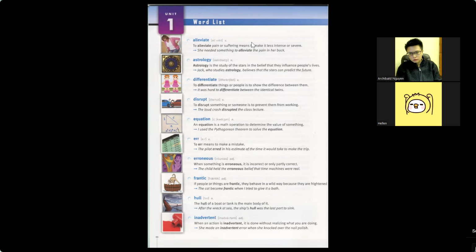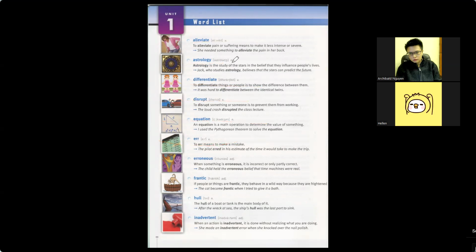All right, so here we are having a page of the 4,000 words book on the screen. Today we're going to practice each word together. Alleviate, astrology, differentiate, disrupt, equation. So let's practice these words together.